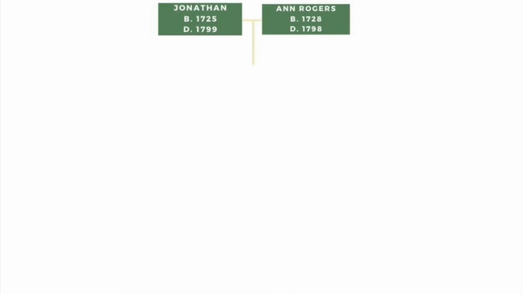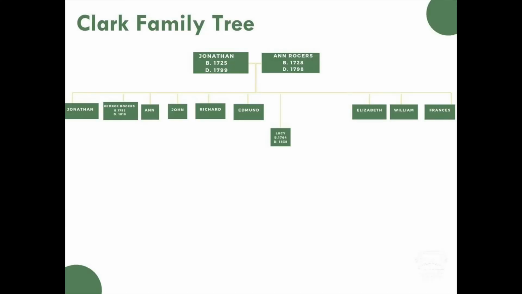You can see how their two boxes have already given us a great amount of information. What Jonathan's name was, and when he was born, and when he died. The same goes for Anne. Now what do you think would go beneath Jonathan and Anne? All of their children. So you'll see they had quite a large family. They had 10 children. Their first child was Jonathan. Their second was George Rogers Clark.